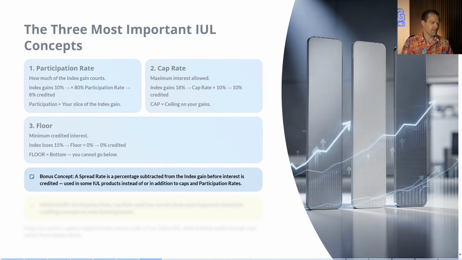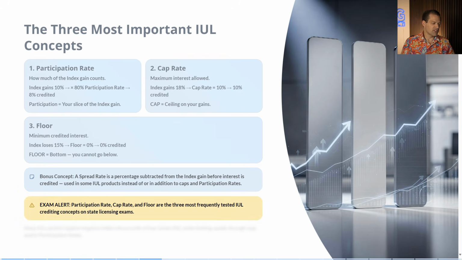Okay. So a spread rate is the percentage subtracted from the index gain before interest is credited. It's used in some IUL products instead of or in addition to caps and participation rates. So understand participation rates, cap rates, and floors are the most frequently tested IUL crediting concepts on the state license exams. It's important you understand this.